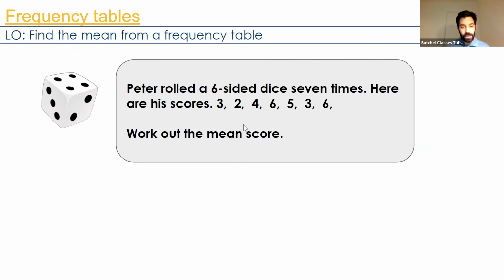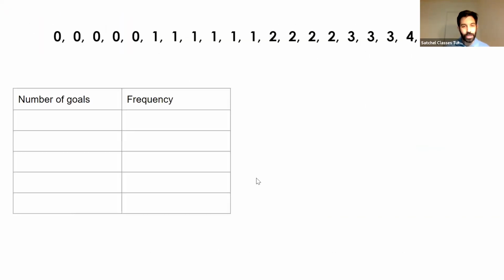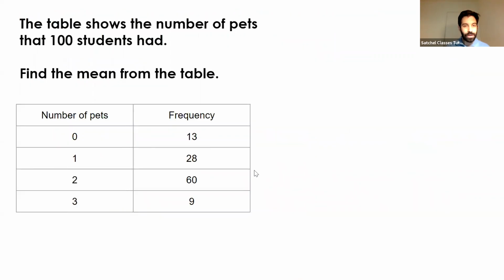Now that works perfectly fine when we have a small data set, but when we have a very large data set, as we had with this example here, we would have to use a frequency table to work out the mean. Otherwise, you will just be sitting and calculating for a very, very, very long time.